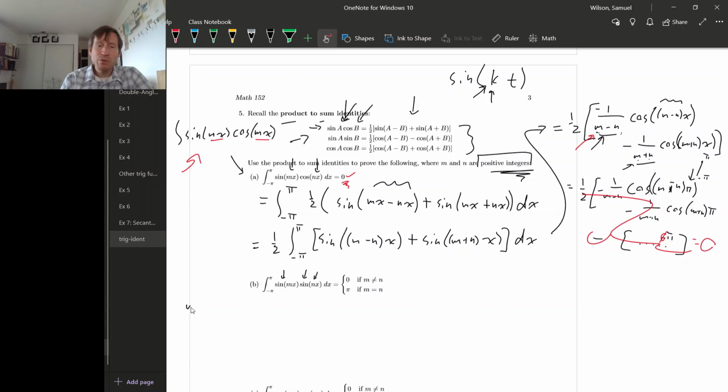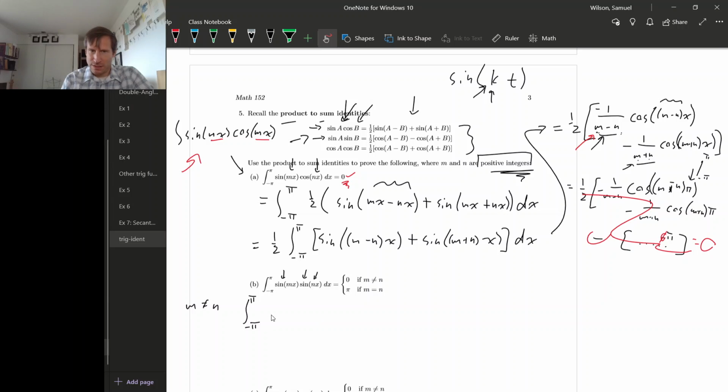But for the case where they're different, so integral from minus pi to pi. Of course, if m and n are different, then we can't use a double angle identity because these angles are different. But we can use this product to sum idea still. So we're going to be using this second product to sum identity where we have sine and sine in both of these.